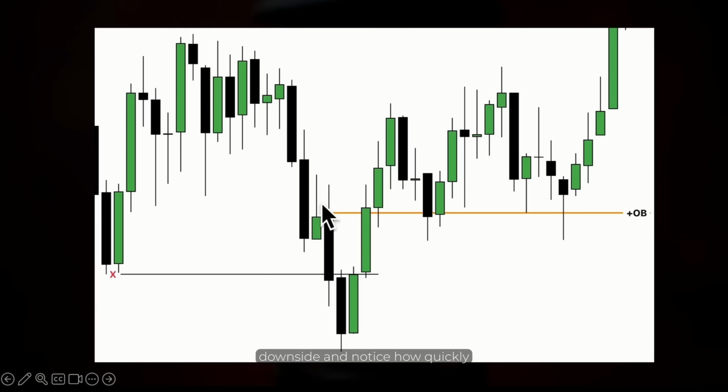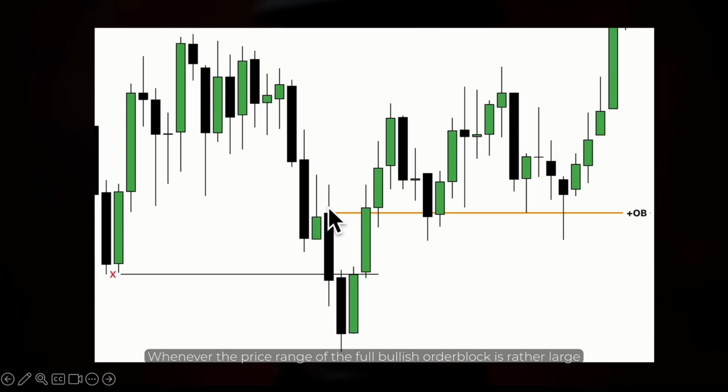And notice how quickly it drops lower. Notice how quickly it reprices below this low. We see the market take out the sell-side liquidity resting below this low, and we eventually see it turn around and trade above the open of this down close candle. Now here comes a tip.